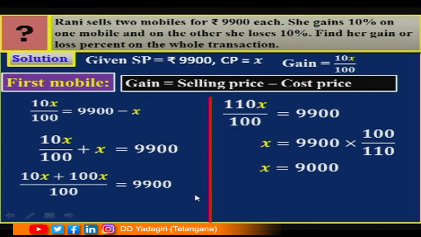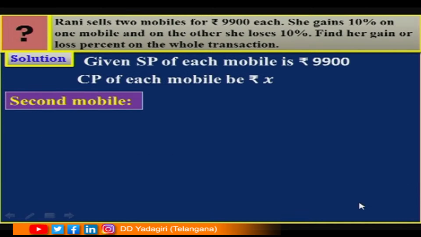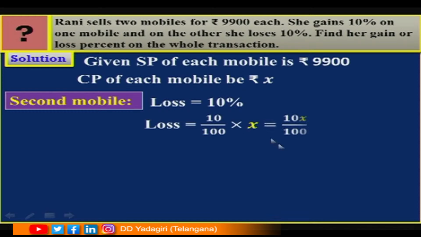So, here what is x? X is the cost price of the first mobile. That means, the CP of the first mobile we got as 9,000 rupees. Now, let us go to the next case, that is in case of second mobile we got a loss of 10%. So, loss is given by 10 by 100 into x, again we got 10x by 100. So, what is the formula to find loss, children?